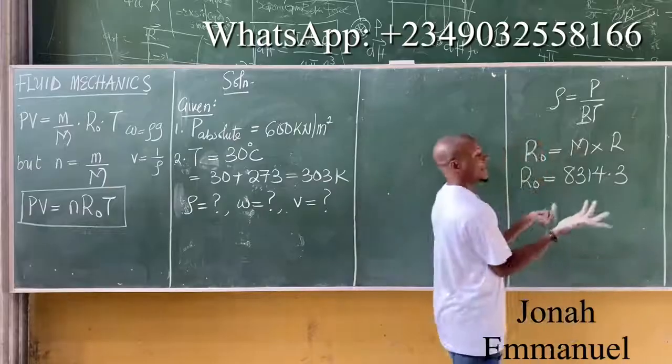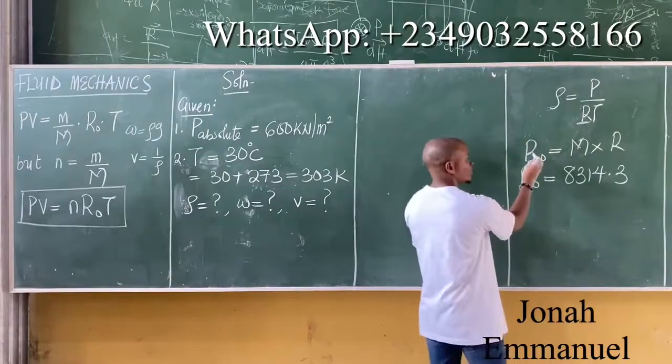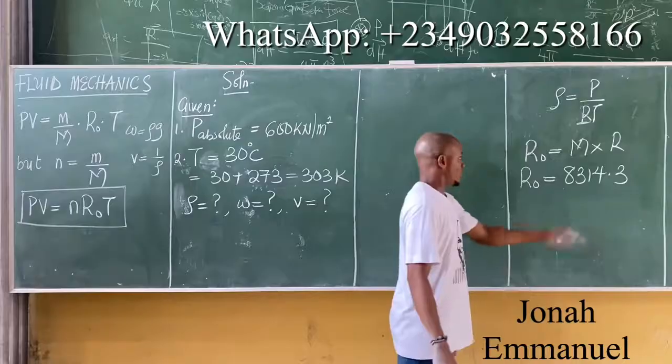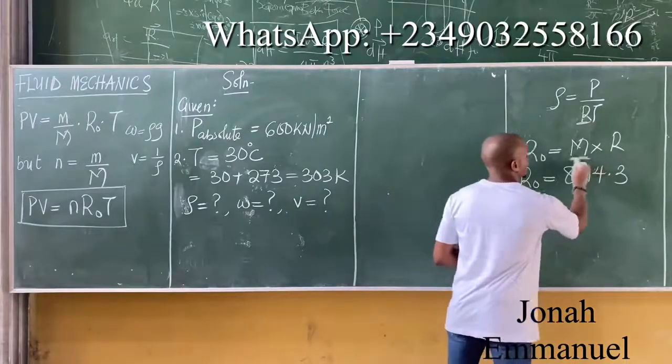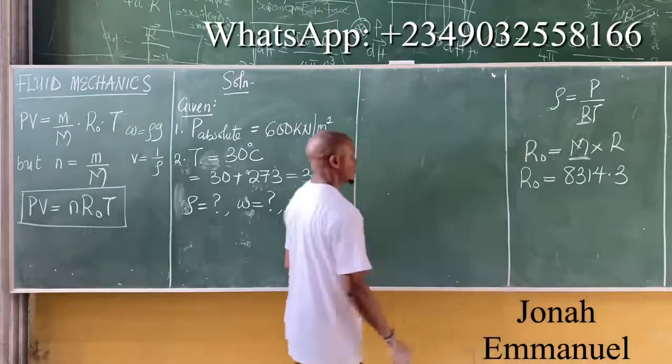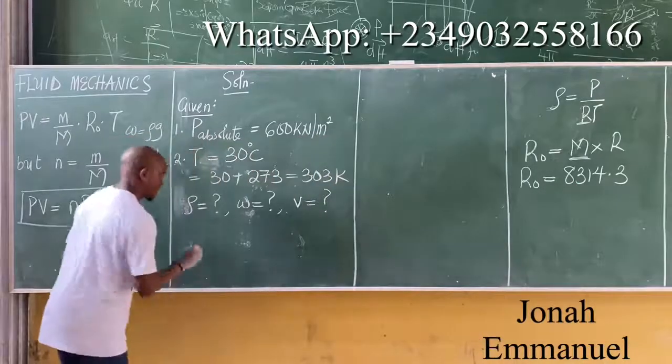8314.3. So here's my task. Look at it. This one is a constant. So I have R naught as this one here. My task now is to get the molar mass. That's it. So my first task is to find molar mass. Let's get molar mass.